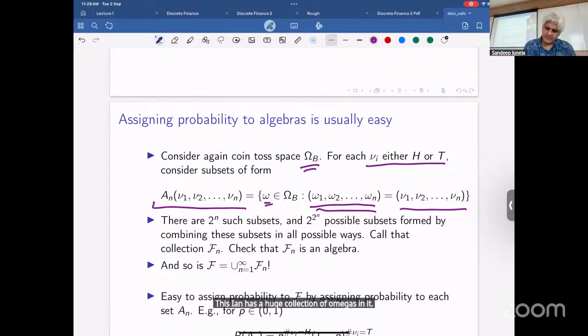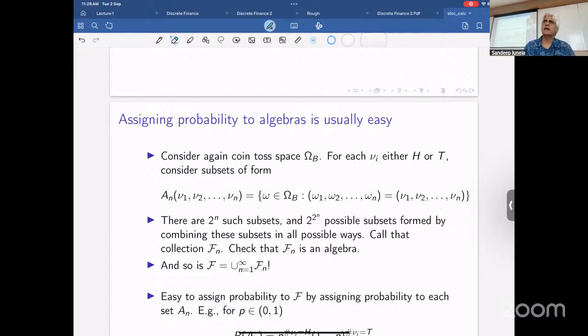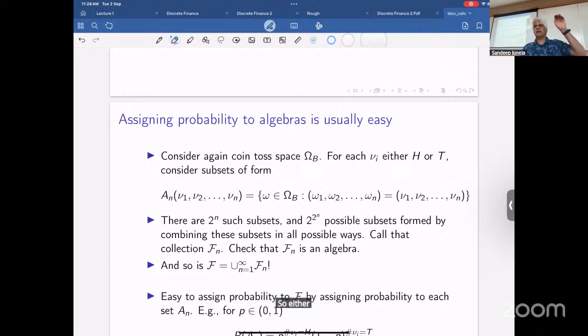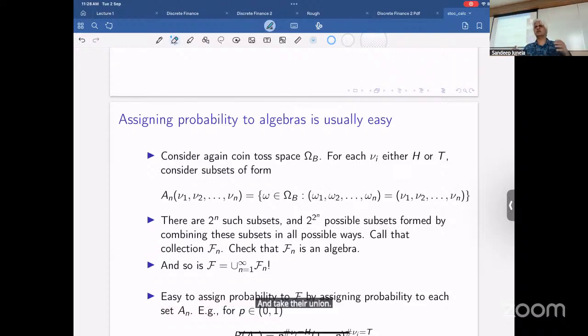Now, how many such AN subsets are there, for fixed n? 2 to the power n, right? I can just vary nu1 through nu(n). And there are 2 to the power n possible subsets formed by combining these subsets. Union, intersection, all these things. Either I take AN for nu1 through nu(n) and AN with a different nu tilde 1 to nu tilde n and take their union. Vary all the nu(n)s, pick some of them, don't keep some of them. That way you get a total of 2 to the power n subsets.